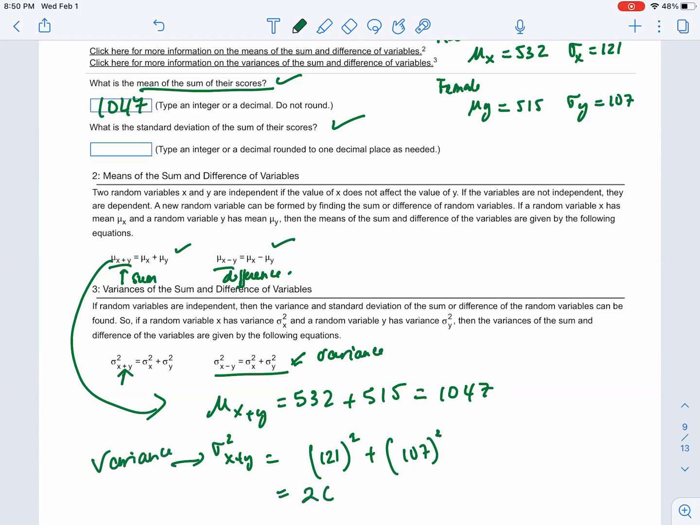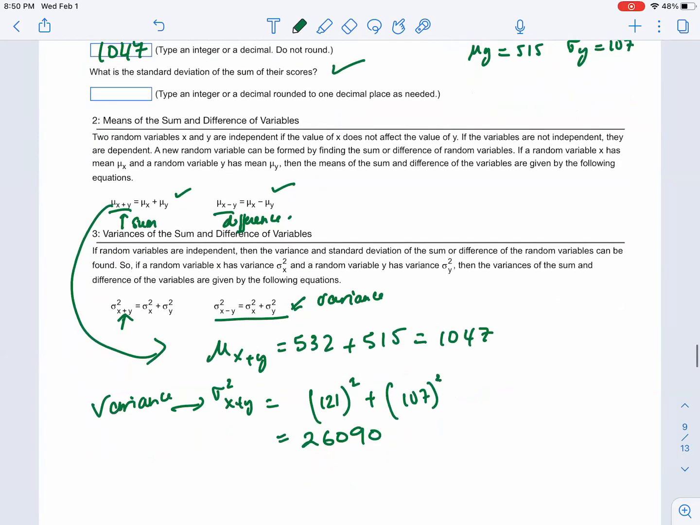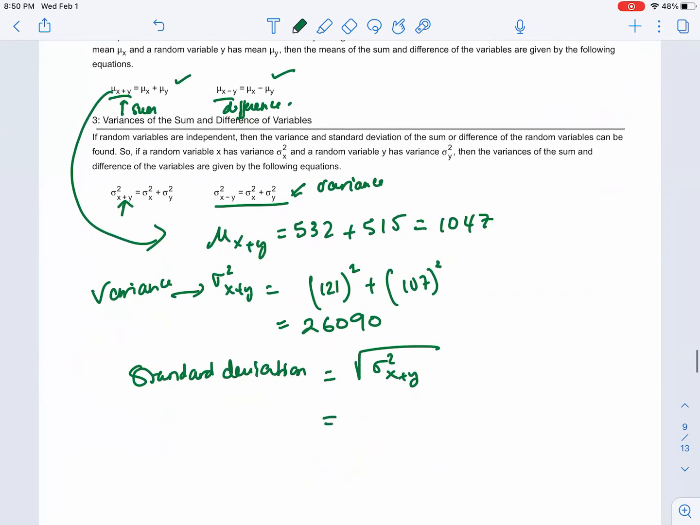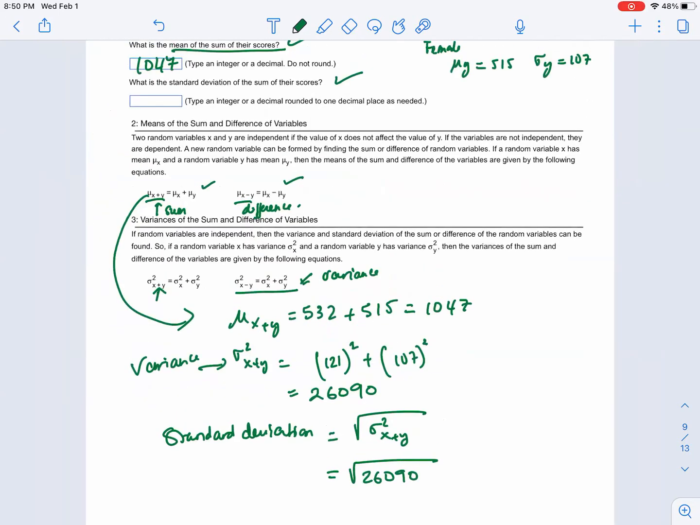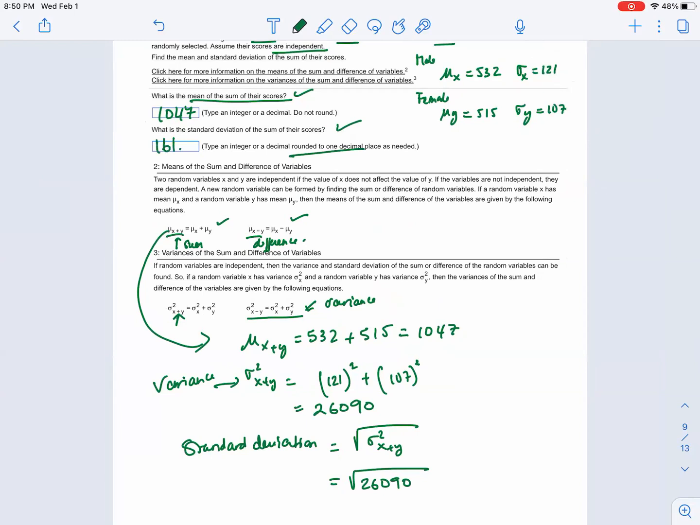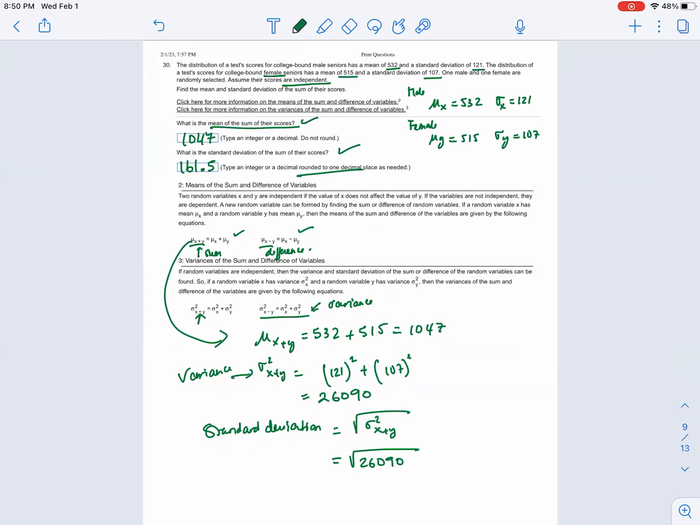So this gives me 26,090. If I want the standard deviation, remember I have to take the square root of that. Square root of sigma squared of X plus Y. So that would be the square root of 26,090. Second function, square root of previous answer. And that's that. 161, round to 161.5. That's it. As simple as that.